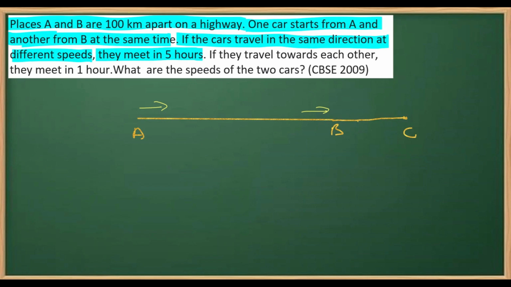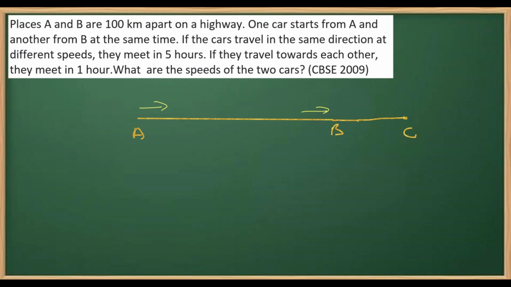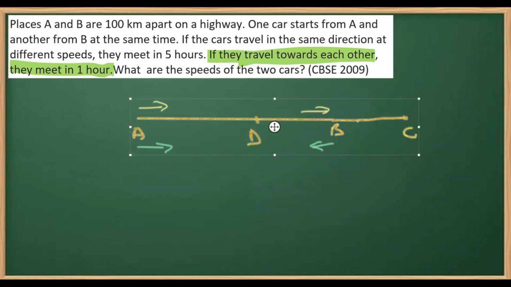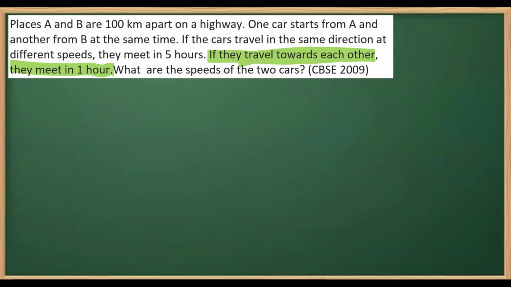And further, it says that in the second case, if they travel towards each other, they meet in 1 hour. That means when the directions are opposite, A is traveling in this direction and they are moving towards each other. So let's say I took a point D at which they are meeting. In this case, they are meeting in 1 hour. So let me once again draw the diagram and explain it to you.